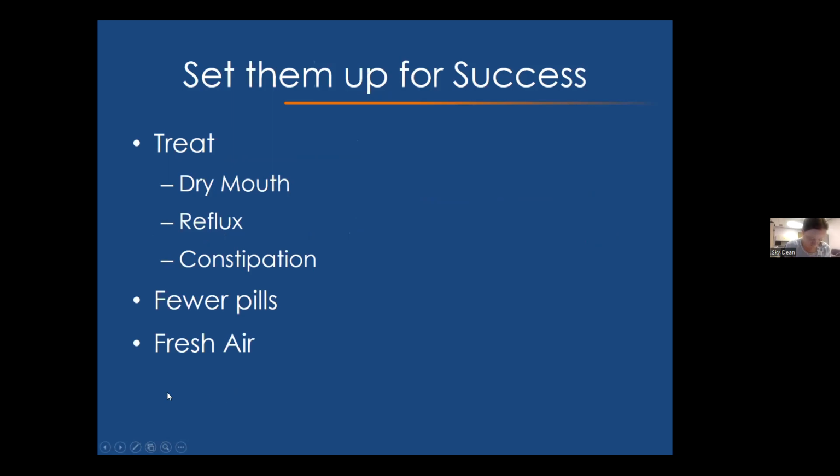And then I'm just realizing I'm over time a little bit, so set them up for success. Treat things that don't help with nausea, like dry mouth. Reflux can be exceptionally nausea inducing and often gets overlooked. Constipation. If you can decrease the amount of pills, if you can get them fresh air and pay attention to their surroundings, that's going to set your patients up to be a little bit ahead of the curve as they address their nausea. And that's it from my side.